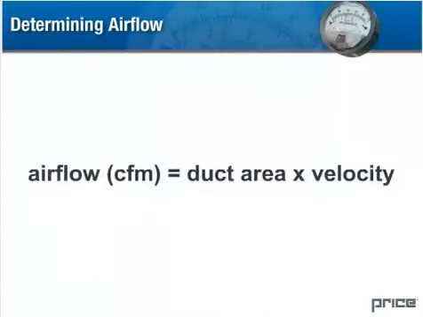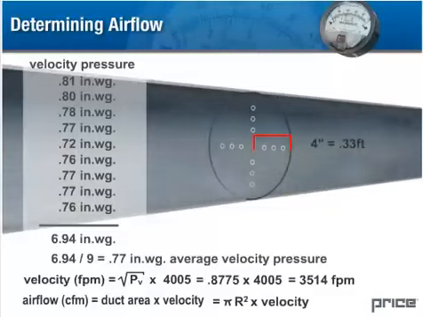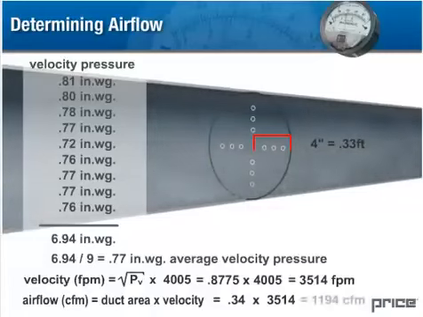We can then use this equation to determine how much air is flowing through the duct in cubic feet per minute. In the case of a round duct, the cross-sectional area is pi r squared. The duct in our example has a radius of 4 inches or 0.33 feet, so the cross-sectional area is 0.34 square feet. We multiply this by the air velocity and determine that the airflow is 1,194 cubic feet per minute.